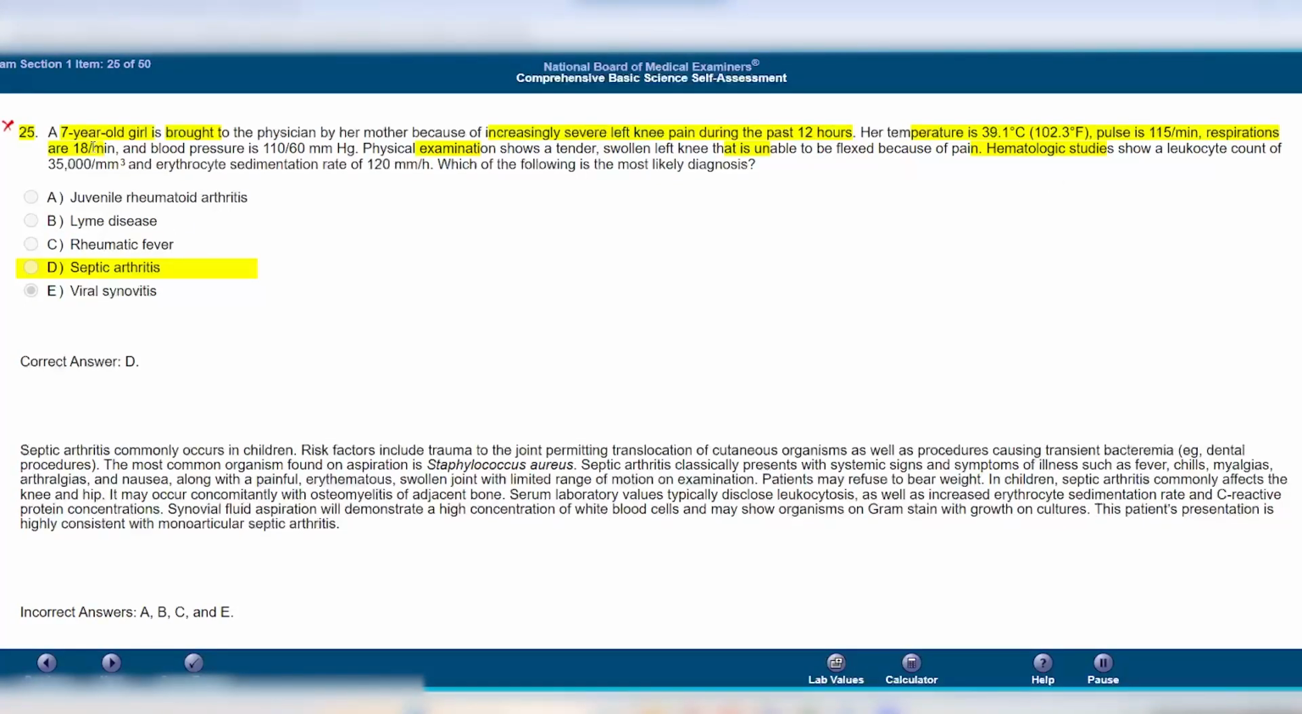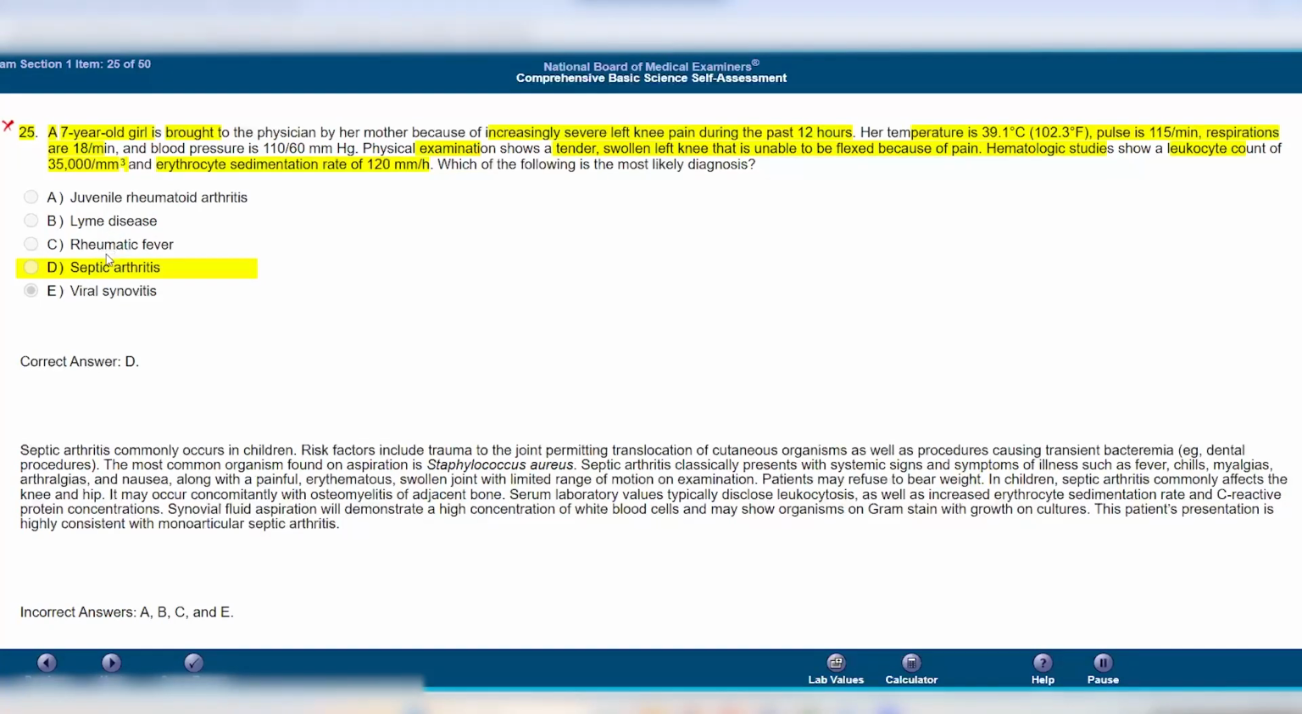Tachycardic, respiratory rate is normal here, blood pressure relatively normal. Examination shows a tender, swollen knee, unable to be flexed because of pain. Hematologic study shows a leukocyte count of 35,000. So in my mind, it's in her blood, so she's septic. And of course, ESR is super elevated. I'm not thinking it's juvenile arthritis. I'm not thinking it's Lyme disease, because with Lyme disease you have a bunch of other issues too. But you usually have polyarthritis, so multiple joints, and heart issues, etc.